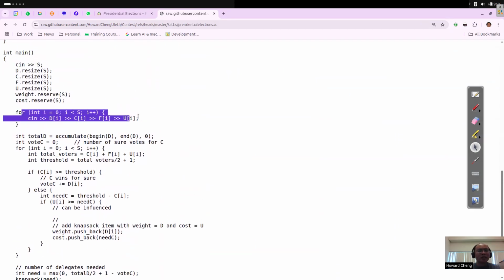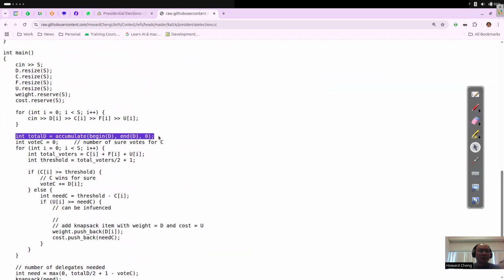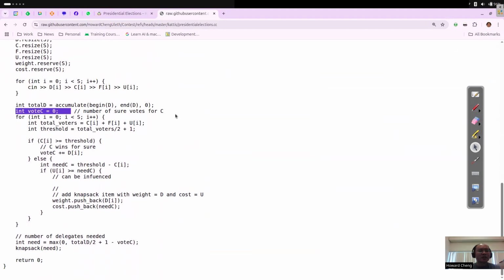So I read in everything, the total number of delegates. This is just summing up all the D's. Number of votes for sure. For C, actually, this is number of delegates for C for sure. So this is the total number. This is the threshold. So I did it a little bit differently, computing the M. But anyway, it's just the same formula, it's equivalent.